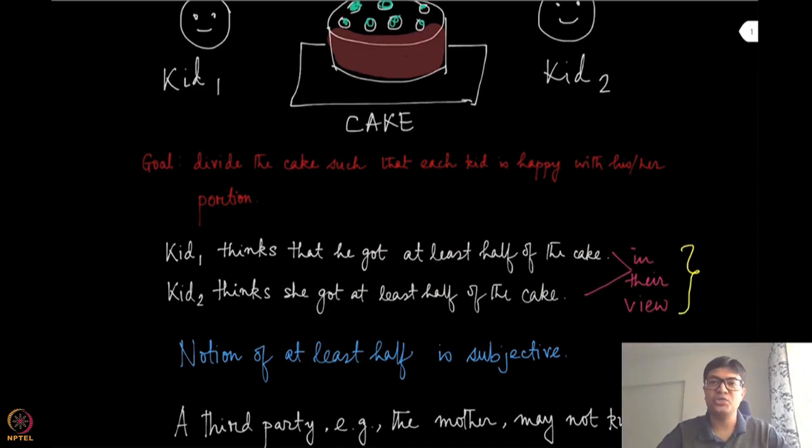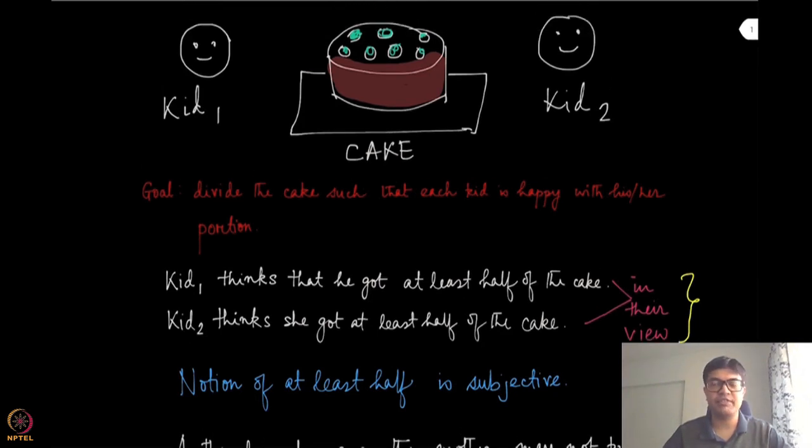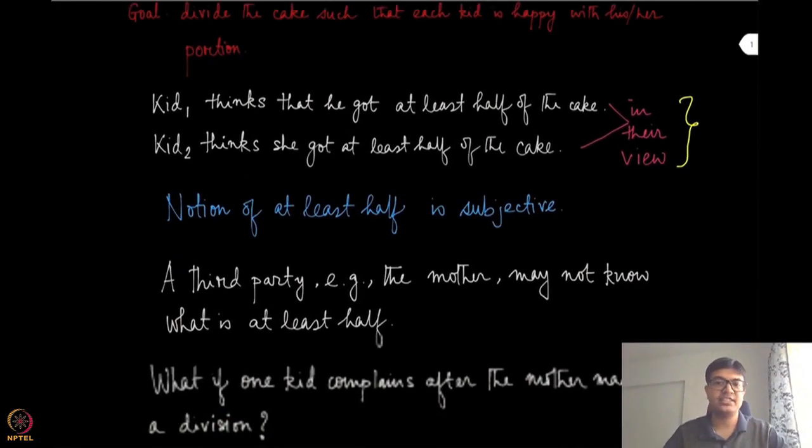If the mother knew every choice or every preference of these individuals, then she could have made the division herself and given the pieces to them. Now, this notion of at least half, as we have mentioned, is subjective, and this is also private information of each of these kids. Now, without this information, if the mother cuts this cake and gives a piece to each child, there could be a possibility that one child will say that the piece of the other child is actually larger, and that will create a situation of envy.